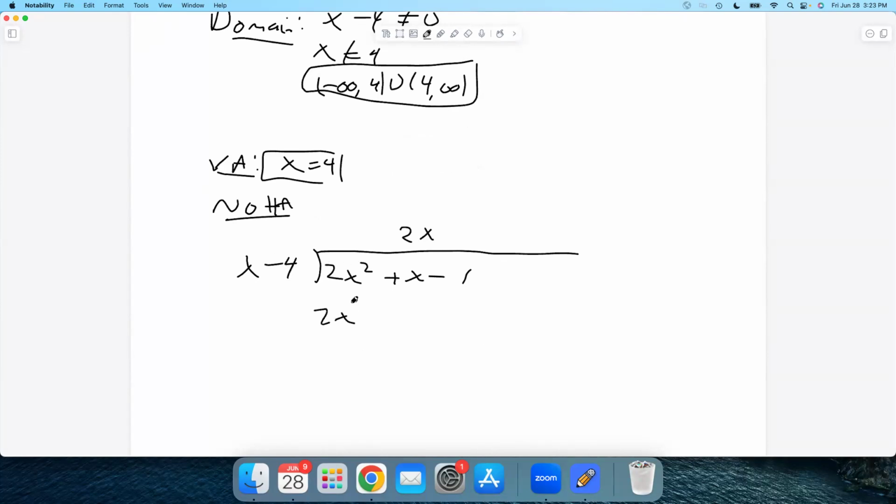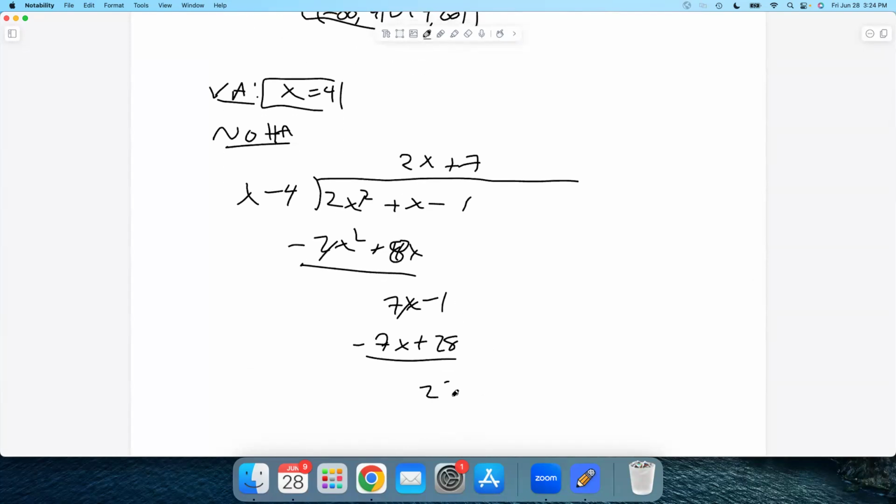We distribute: 2x squared minus 8x, 2 times -4. Draw the line, change the signs. These cancel out. And we get 7x minus 1. And I can go one more time here. Plus 7. Distribute. 7x minus 28. Draw the line, change the signs. Those better cancel out. And what do we get? 27. So we get plus 27 over x minus 4.